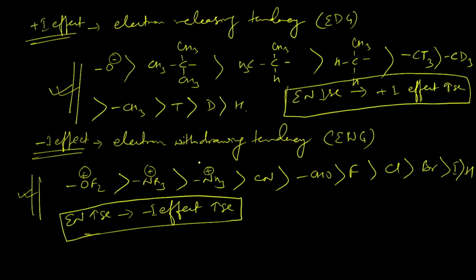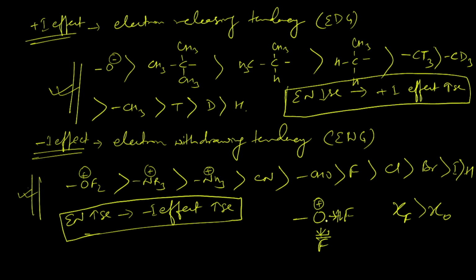Likewise, we have OF2. Okay, this is oxygen with fluorine, here also fluorine, and here a positive charge. Now you just look at that. Here fluorine will withdraw. Here fluorine is also withdrawing, right? Because between oxygen and fluorine, we know that the electronegativity of fluorine is greater than the electronegativity of oxygen. So what will happen? This bonded pair of electrons will be shifted towards fluorine. Here also the bonded pair of electrons will be shifted towards fluorine.